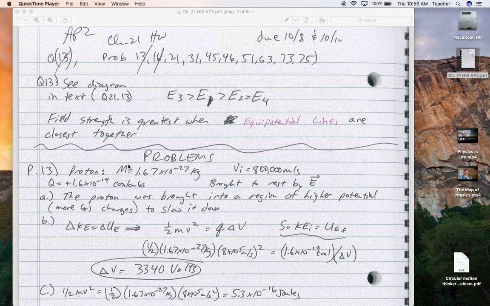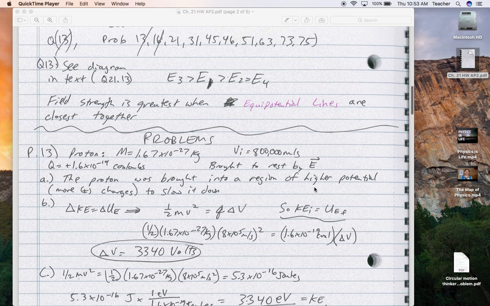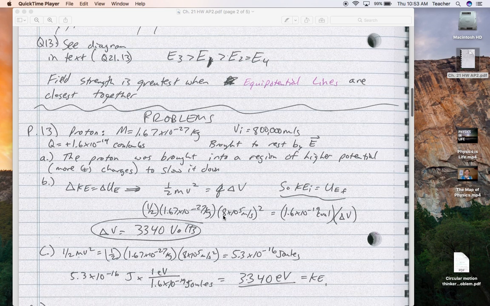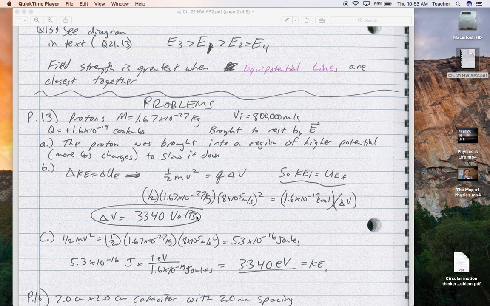So for number 13, you had a proton. It was moving at a certain speed. It was brought to rest by an electric field. So that should tell us that it's losing kinetic energy and gaining potential energy. So the change in kinetic would equal the change in potential. So those are the relevant formulas. And that's how I get 3,340 volts is the potential difference that the charge has to travel through.